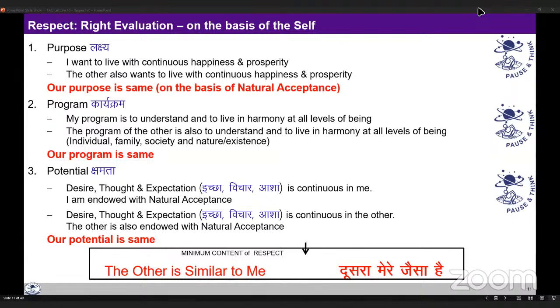So, right evaluation. Right evaluation is possible only when we have the clarity of the self. It is only possible on the basis of the self. At the level of the self, our purpose, program, and potential, that's clarity, we can see.